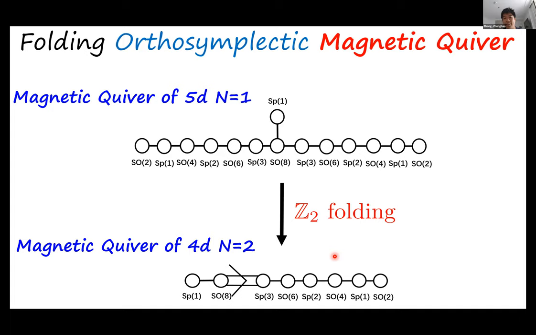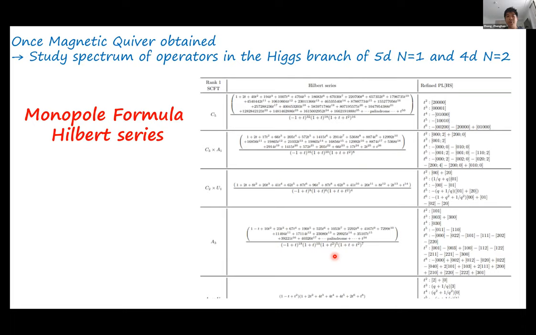All right, so now that I have the magnetic quivers, what can I do with them? Well, there are a lot of fun things we can do. For example, if I wish to study the spectrum of operators in the Higgs branch of the 5D N=1 or 4D N=2 theories, no problem. We have the magnetic quiver. I know how to compute the Coulomb branch Hilbert series of this magnetic quiver using the monopole formula. And this will be equivalent to the Higgs branch Hilbert series of the 5D or 4D theories. So this we can now do easily.